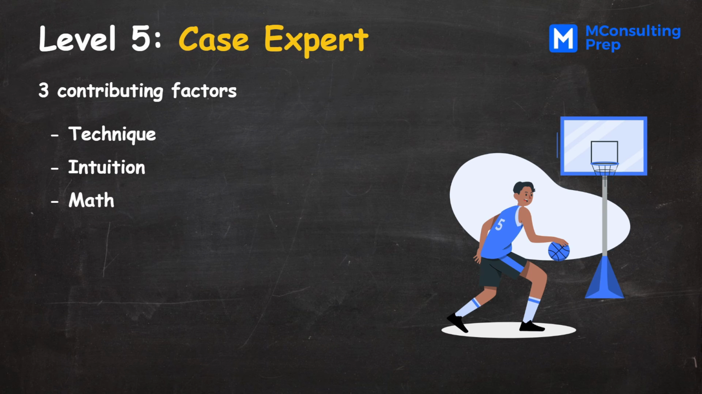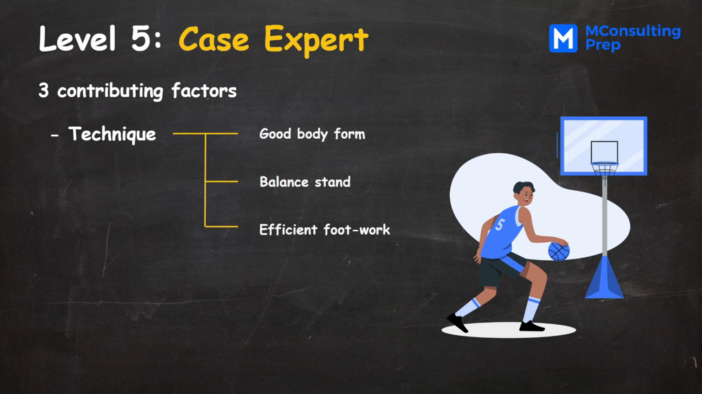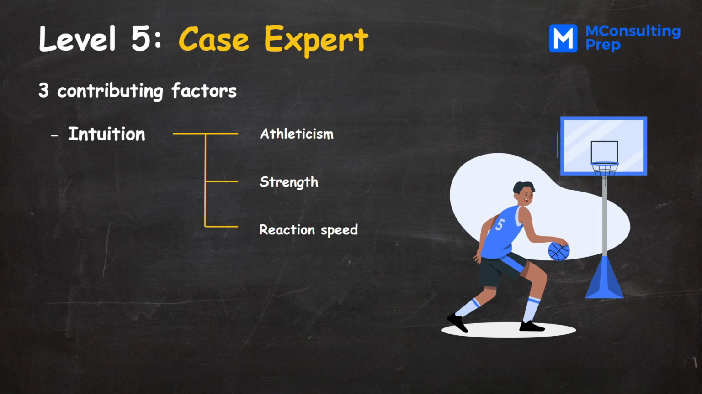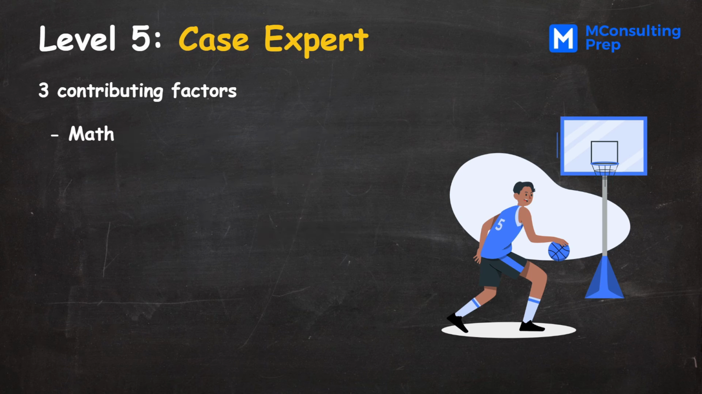Think about a basketball player trying to get better at dribbling. Technique is about how to have a good body form, a balanced stand, an efficient footwork, a good hand-to-ball contact point, a wide vision, etc. Intuition is about more indirect traits like athleticism, strength, or reaction speed. Though having good techniques is beneficial, players with the above traits can excel much faster and further. Finally, math is like having good body composition, how much fat versus muscle you carry. A lean athlete always has an advantage regardless of their technique, athleticism, or strength.